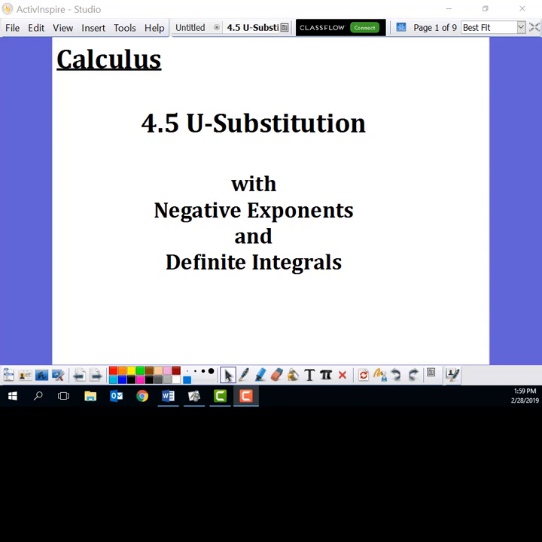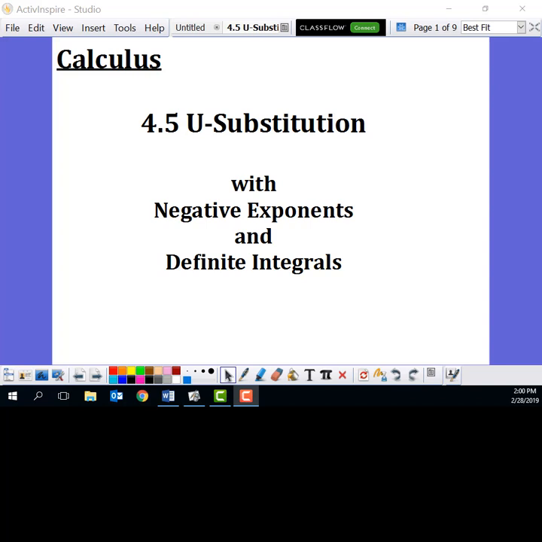Finishing up our lesson series on u-substitution, integrating through u-substitution. Specifically today, in this set of problems, we're going to look at how we handle negative exponents, and then we're going to transition from indefinite integrals, which is where we've been so far, and we're going to look at how we apply u-substitution to definite integrals.